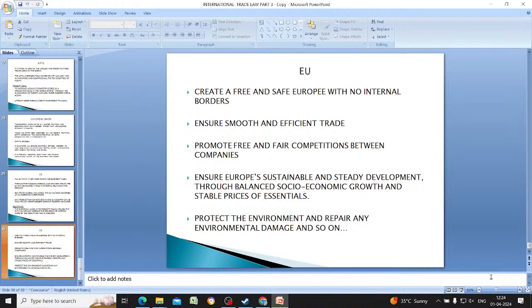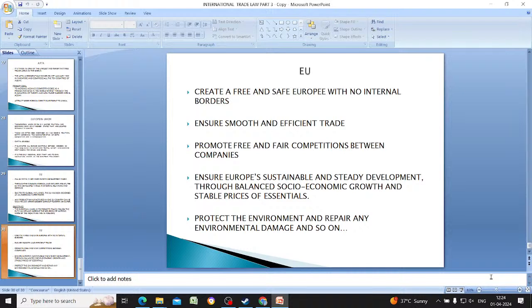Then promote free and fair competition between the companies. Among the nations, the companies provide some competition so that the concerned nation can provide good products. So they are creating a kind of competitiveness among the members so that they can improve the products as well. They ensure sustainable and steady development through balanced social and economic growth and stable prices of essentials.